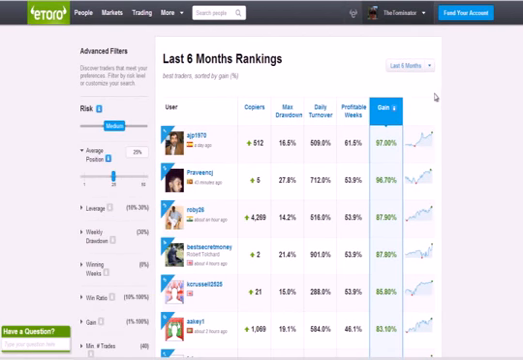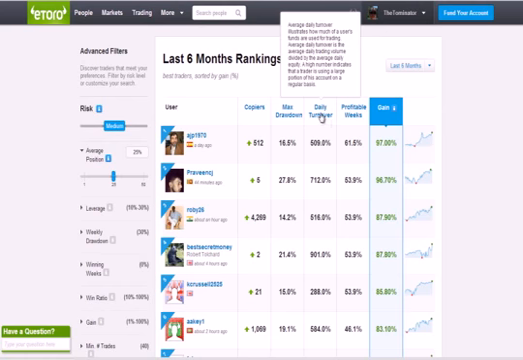Percentage of gain shows us the returns this trader had compared to his initial starting equity, in this case 6 months ago. Profitable weeks stands for the ratio of profitable weeks out of total weeks in the chosen time period. And a profitable week is defined when the total equity at the end of the week is higher than the total equity at the beginning of the week, and that includes open positions as well.